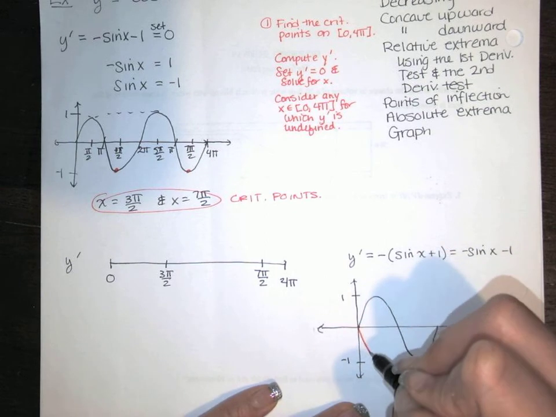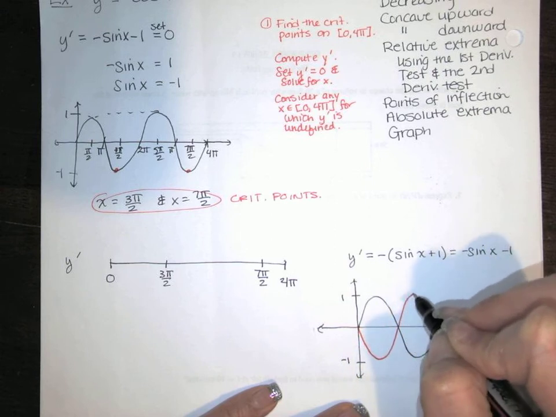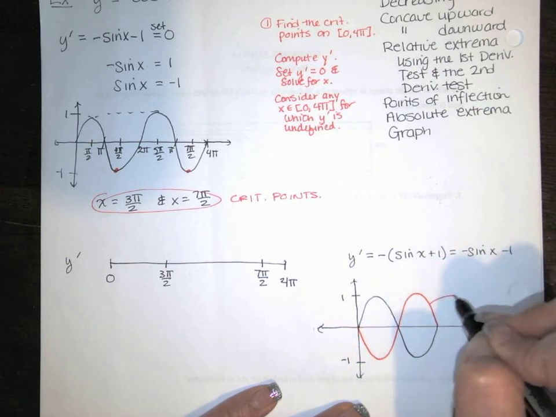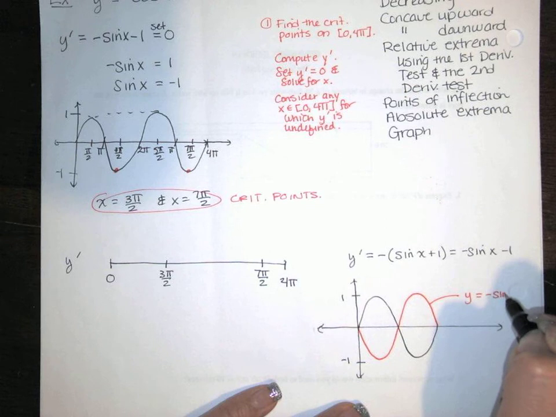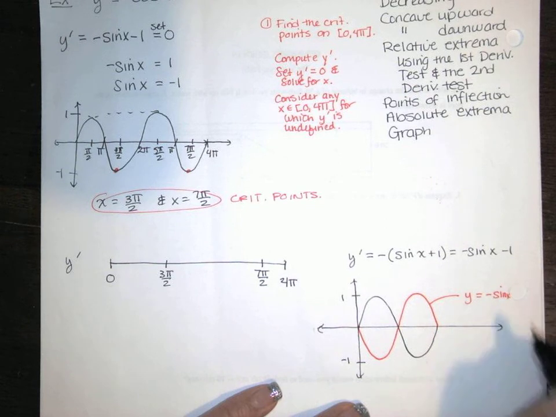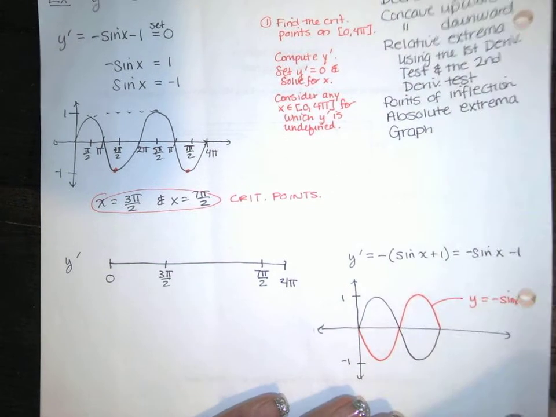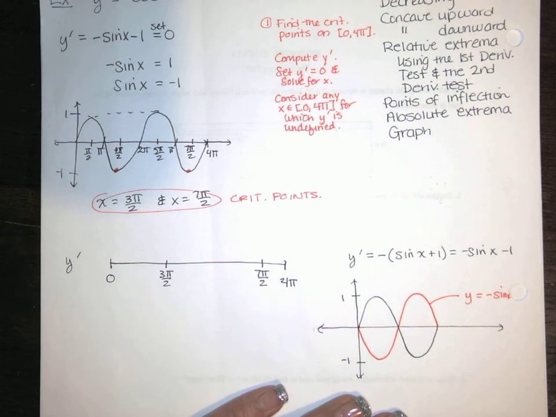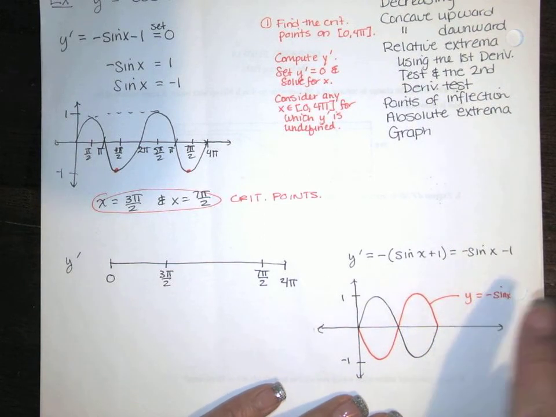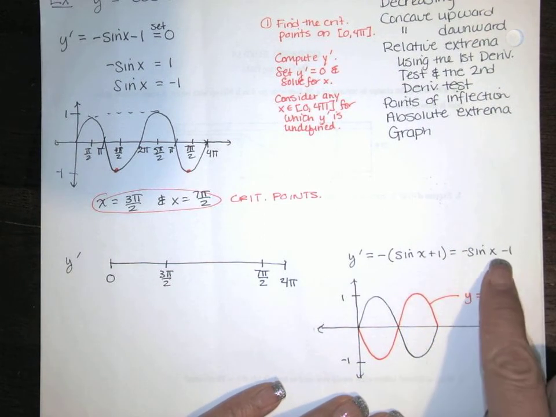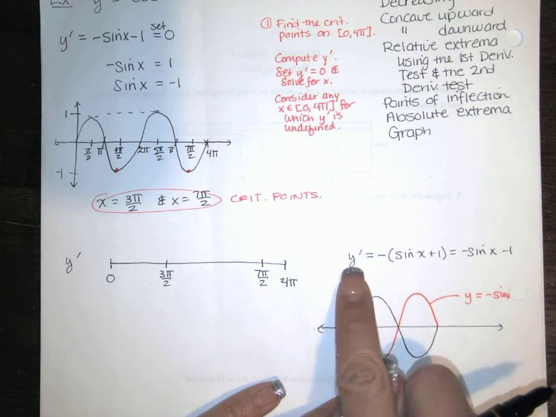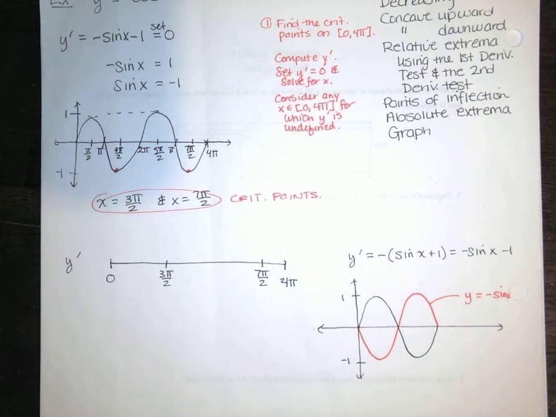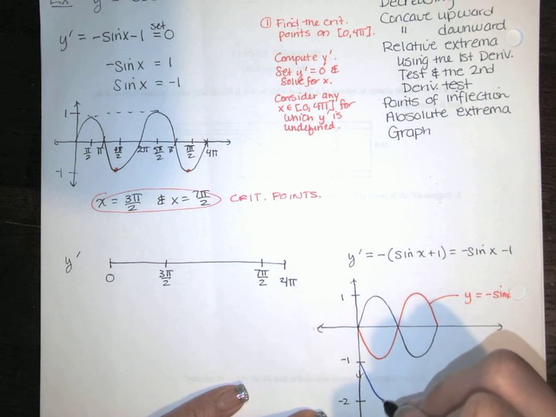So this is y equals negative sine of x. There's a hole punch there, so I can't really write the x, but I think you get the idea. Then we take that graph, this red graph, and we move it down 1 unit to get the graph of y prime. So y prime is not that red graph, it's this graph. Take the red graph and move it down 1 unit.